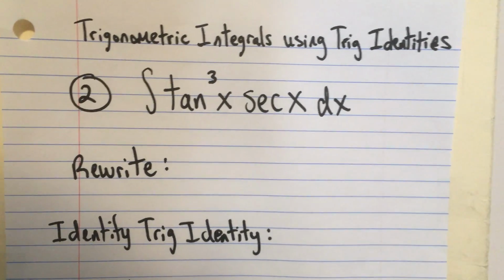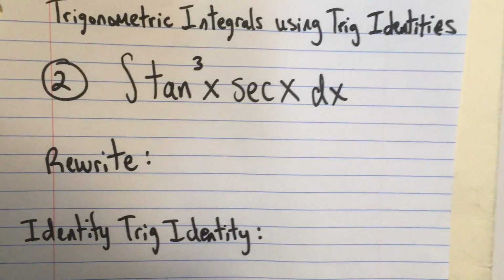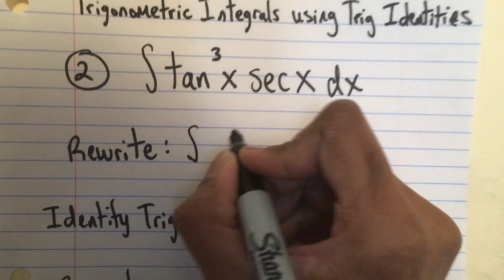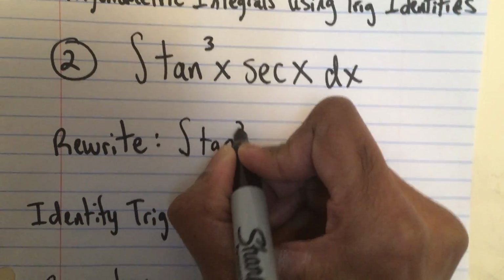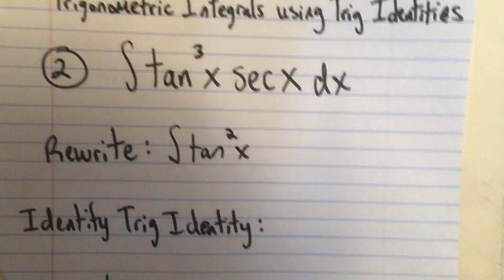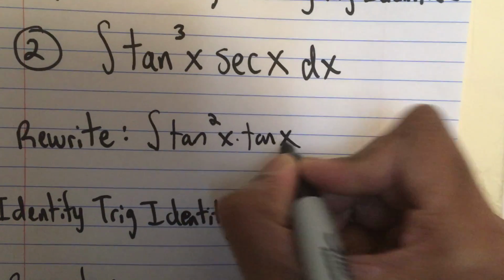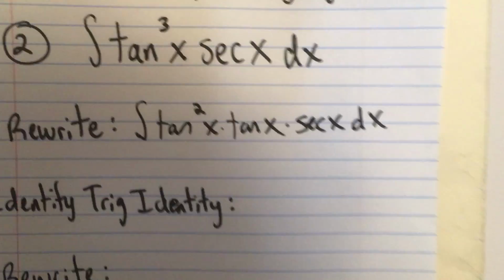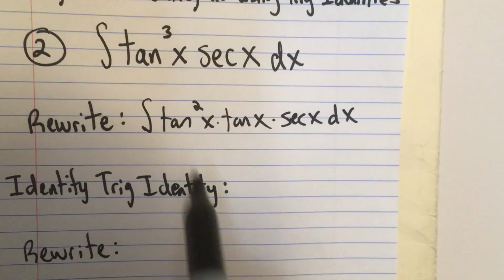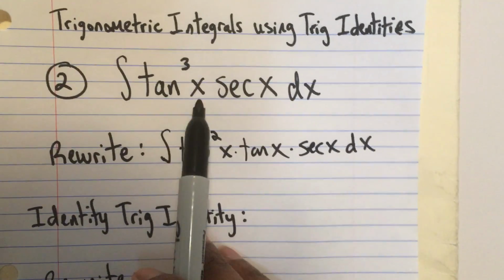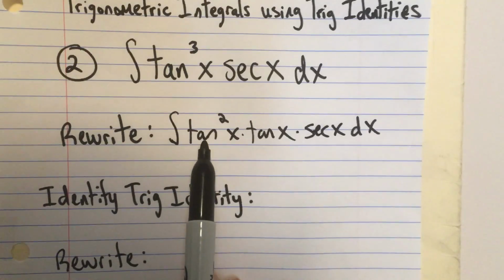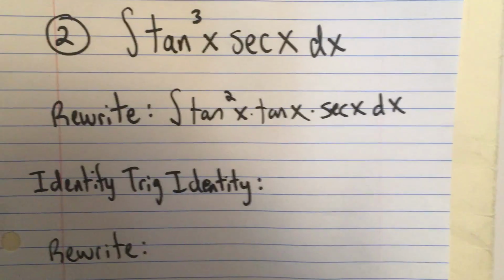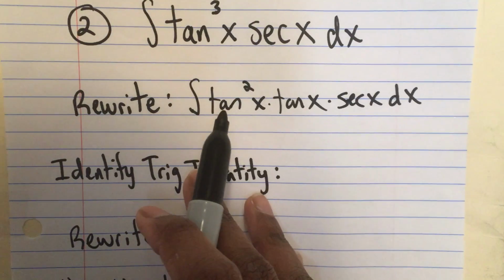I'm going to rewrite this. So we have the integral of tangent squared x times tangent x times secant x dx. The reason I wanted to change the tangent cubed x is because tangent squared x is part of a known trig identity. But before I get into that, I want to rewrite this.